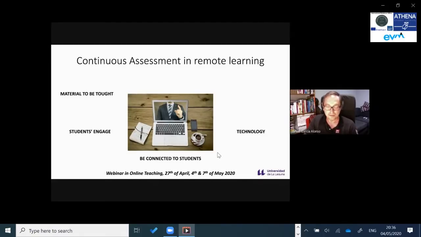The other question is about the connection, because we don't see the students every day, and we need to be connected to them to know every learning need they have. Another aspect would be the technology, but not only the technology that we know, but also whether we are prepared to do everything that we want to do.